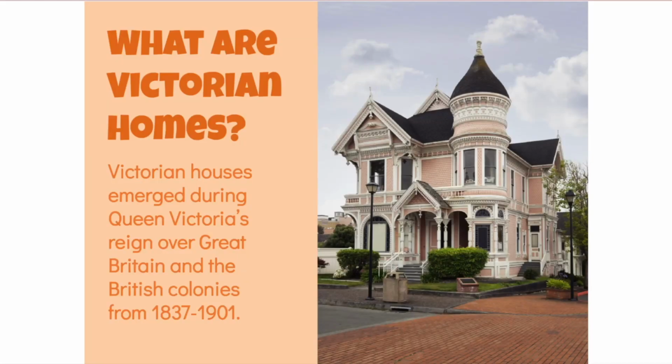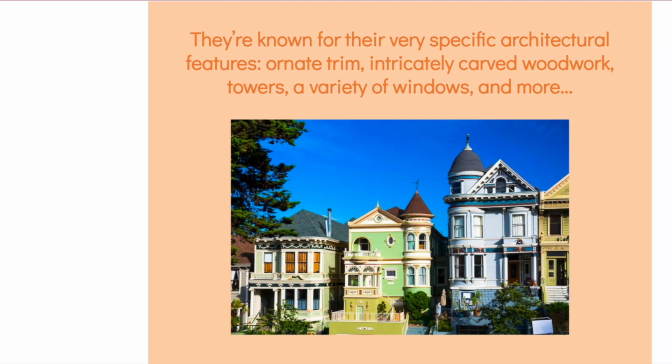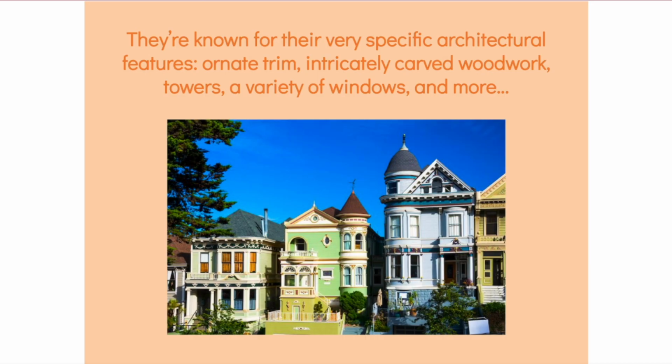Howdy artists! Today, in honor of our spooky season, we're going to be drawing out a Victorian house. Now, you might be wondering, what are Victorian homes? So Victorian houses emerged during Queen Victoria's reign over Great Britain and the British colonies from 1837 to 1901. It's definitely a long time ago.